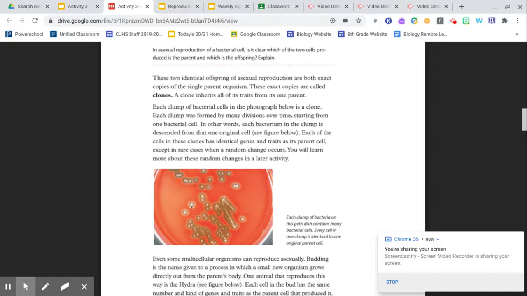Side note, one of the options for our reproductive choice board is to examine clones in the Dolly the Sheep video and Google form that goes with it. So if you would like to learn more about clones, please make sure you complete that option.